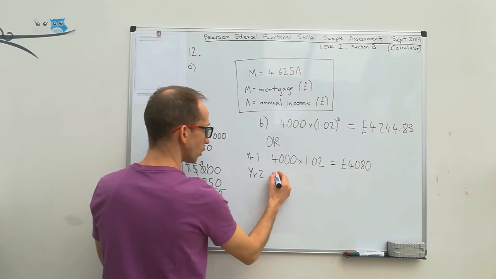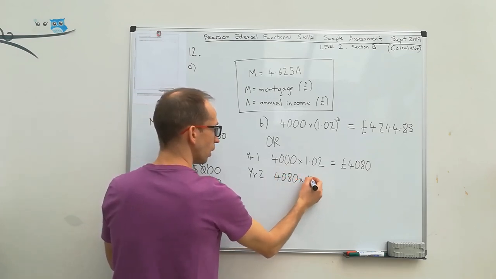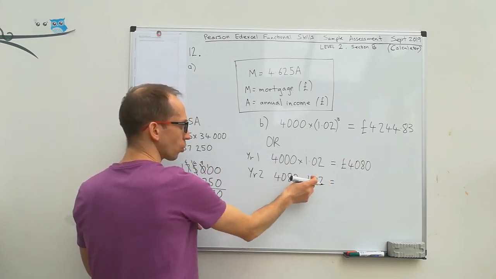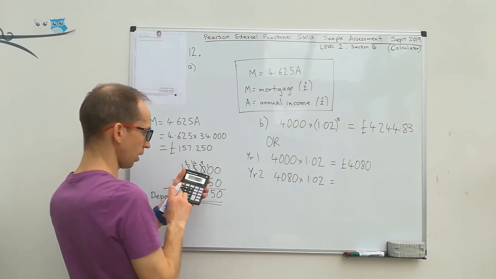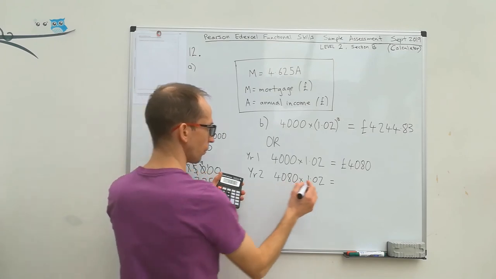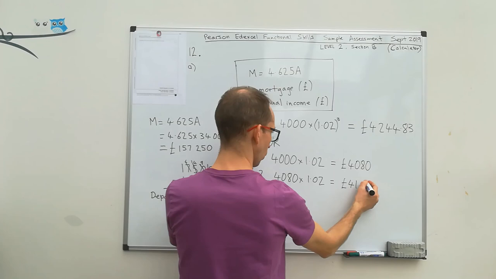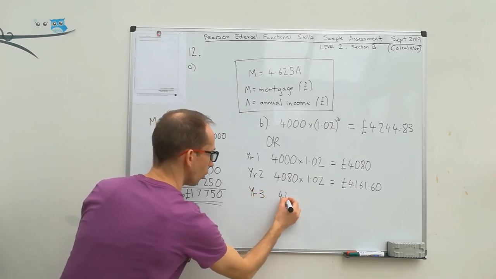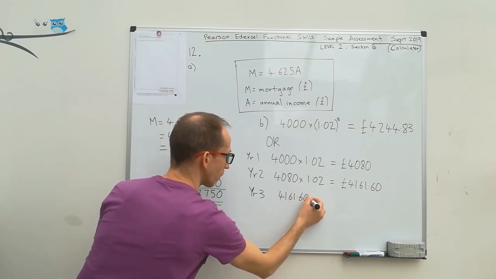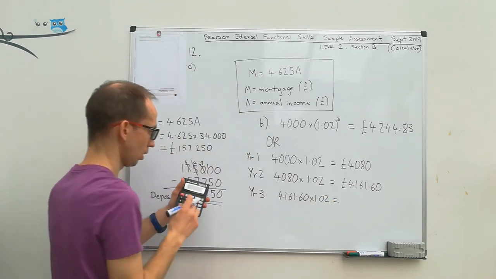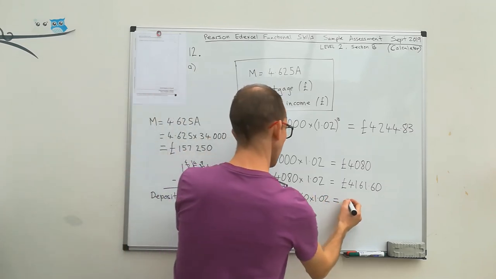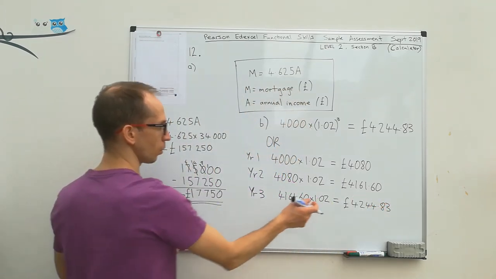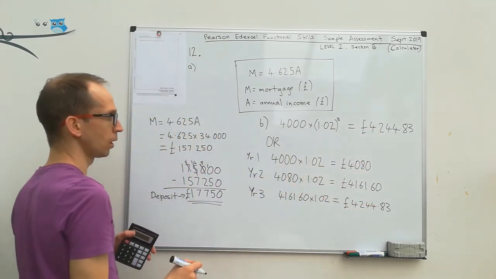In year two, I've now got £4,080, and all of that is going to get 2%. So it's not just the initial 4,000. We're now getting interest on the interest. So if I now multiply 4,080 by 1.02, we get 4,161.60. Now for year three, we're going to take all of that £4,161.60 and apply 2% interest to that, and we get £4,244.83. So we can either do it this way all in one go, or this way, and either way gets you 3 marks.